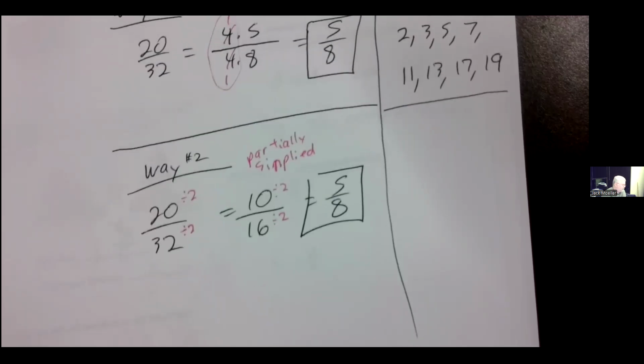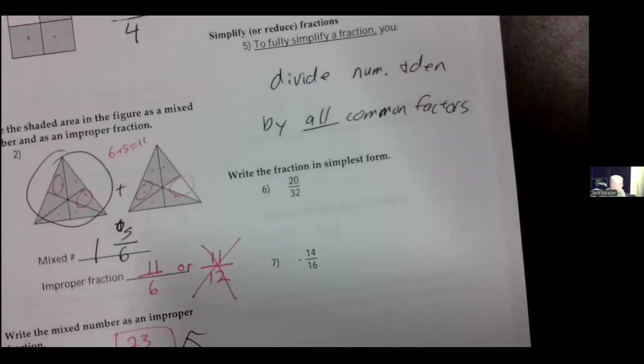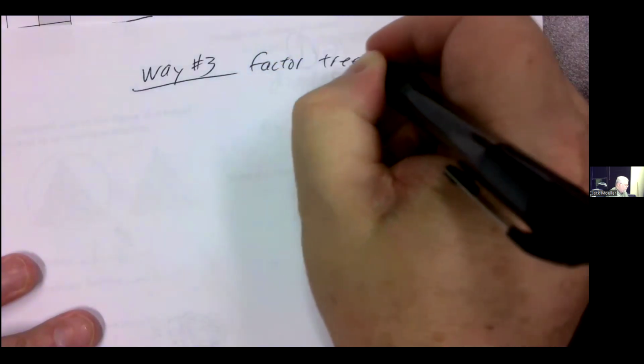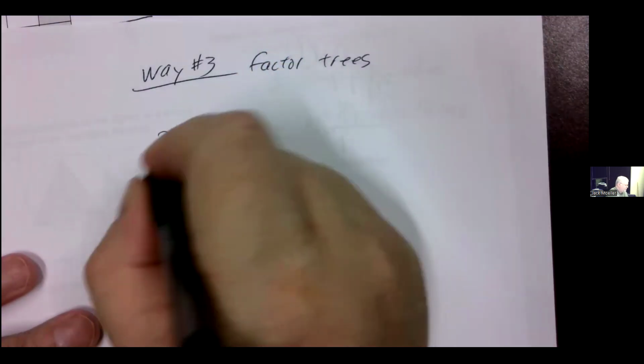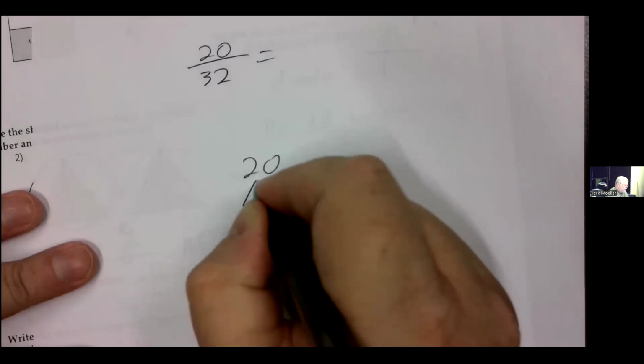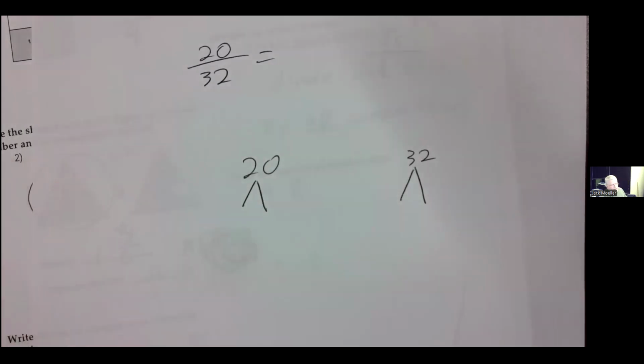All right, but what happens if you look at these numbers and you can't see anywhere to start? Okay, this is where factor trees come in. Or the fancier term is prime factorization. So if it's been a while since you did this, basically we're going to take 20, we're going to break it down, we're going to take 32, and we're going to break it down as a product of primes.